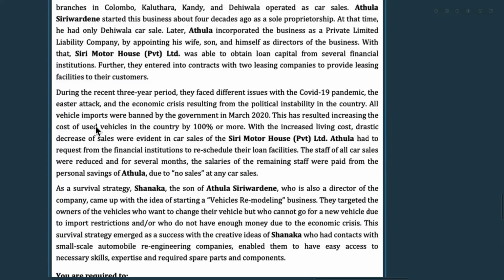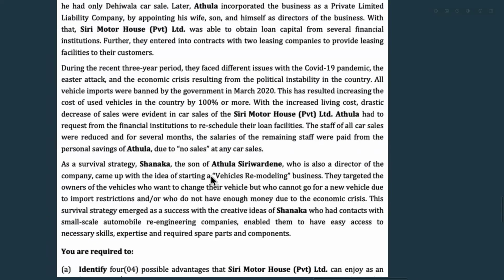This resulted in increasing the cost of used vehicles in the country by 100% or more. With the increased living cost, a drastic decrease of sales was evident in the car sales of Siri Motorhouse Private Limited. So it created so many threats. Atula had to request the financial institutions to reschedule their loan facilities because he doesn't have income. The staff of all car sales were reduced. And for several months, the salaries of the remaining staff were paid from the personal savings of Atula due to no sales at any car sales.